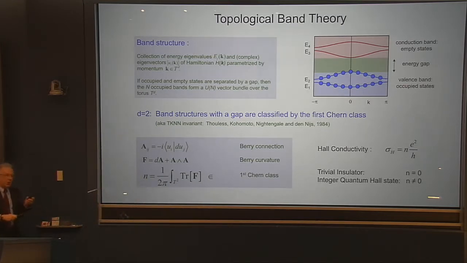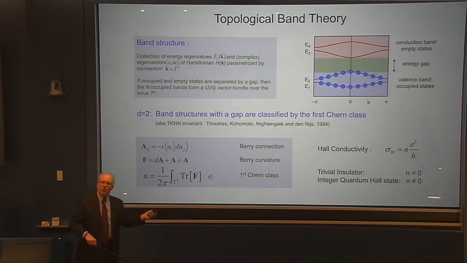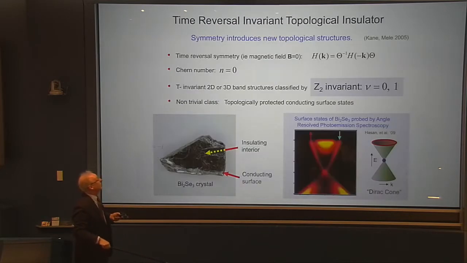Now, band theory, of course, is a very broad subject. For a long time, it was thought that this was really the only kind of topological phase that you could have. It's important that to get the quantum Hall effect, you have to have a magnetic field. And so you could ask the question, well, what happens if you don't have a magnetic field? Is there anything that you can have?